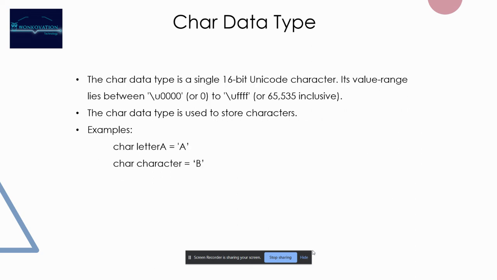Now, let's talk about character literal, the char data type. The char data type is a single 16-bit Unicode character. Its value ranges from 0 to 65,535 inclusive. The character type is used to store characters. The character literal is one character enclosed in single quotes. For example, A in single quotes.